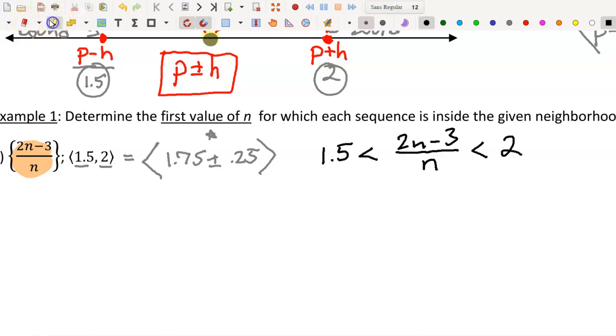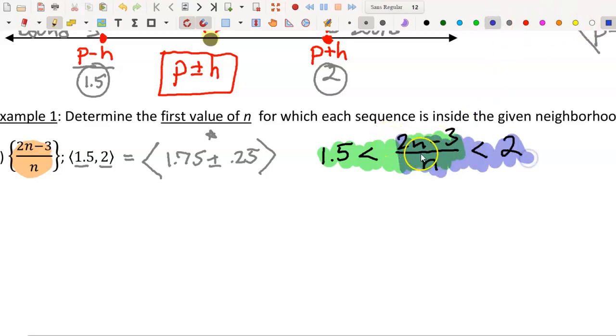As I mentioned earlier, the skill you're actually using to solve these problems is basic. So we're going to solve this inequality: 1.5 is less than 2n minus 3 over n. Get an answer. And then we're also going to solve this inequality: 2n minus 3 over n is less than 2. And then we combine and look at both of the answers and try to make sense out of it.